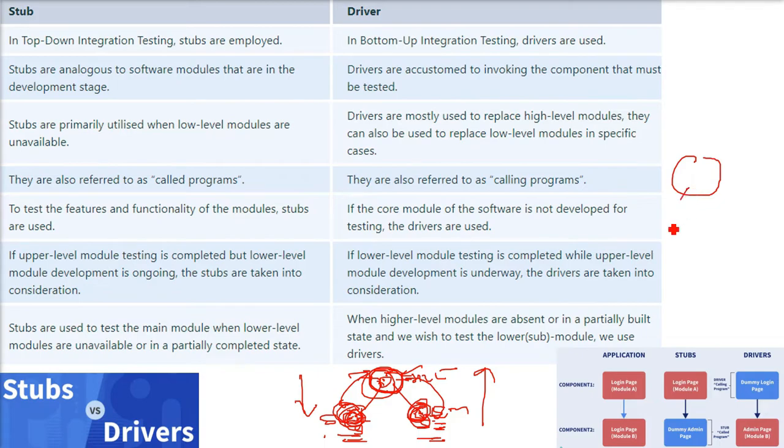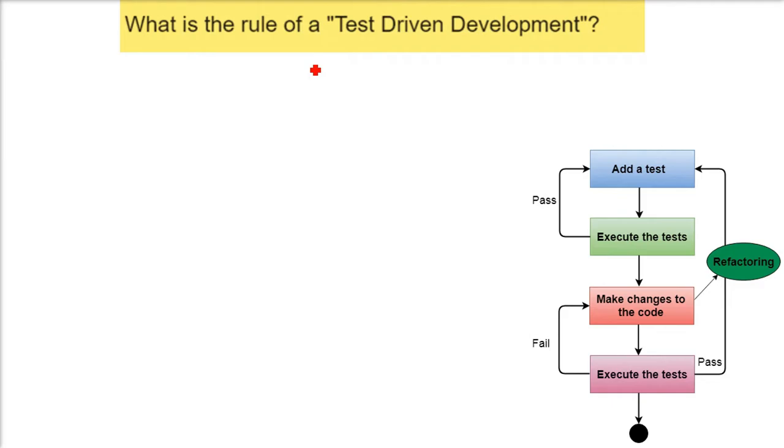To test the feature and functionality of the modules, stubs are used. If the core module of the software is not developed for testing for any reason, drivers are used. Whatever I have told you is all about the upper level module and lower level module. If the upper level module is completed and the lower level modules are not completed, you have to make a stub. Otherwise, you have to make a driver.